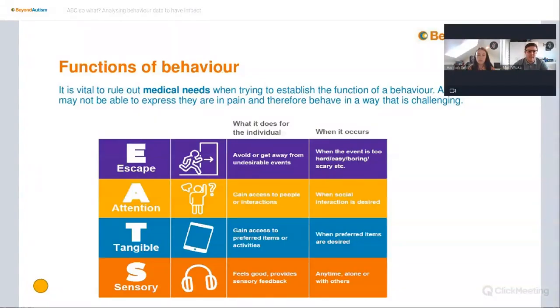And then the final function here is sensory. What that does for the individual is it's a behaviour that just feels good and provides some sensory feedback. That can occur at any time, whether they're alone or with others. It's not tied to other people. So they're the 4 functions of behaviour.